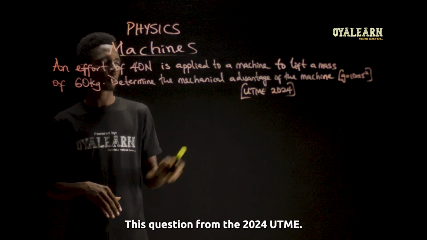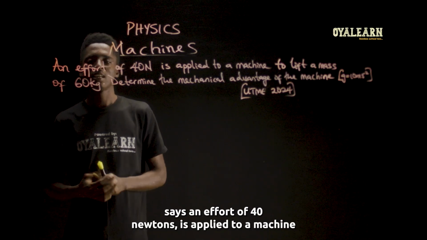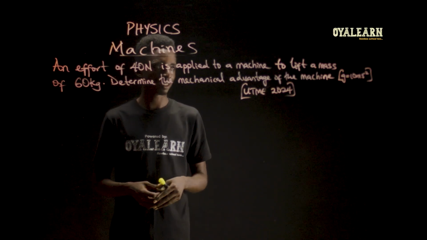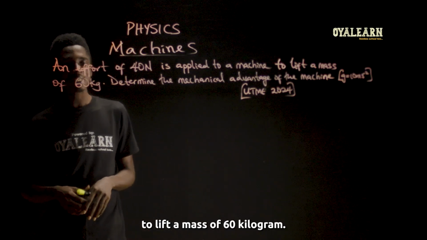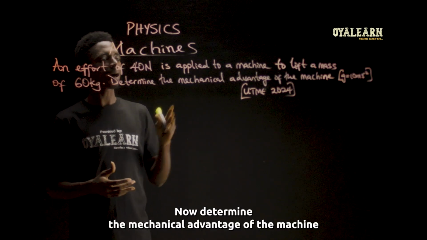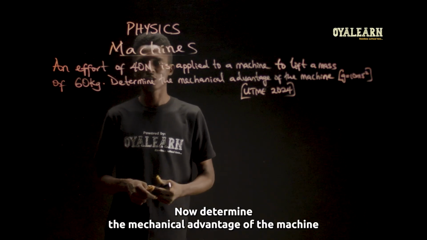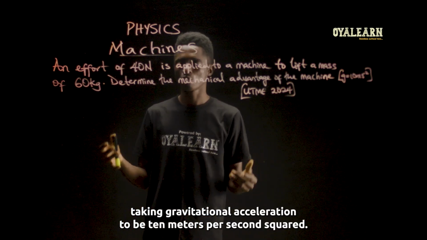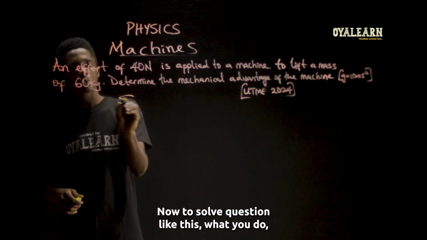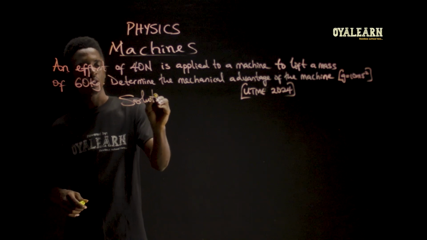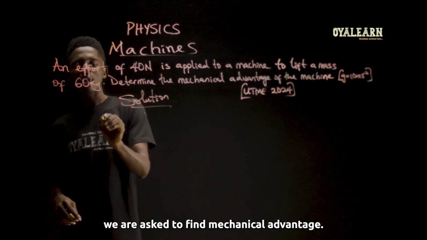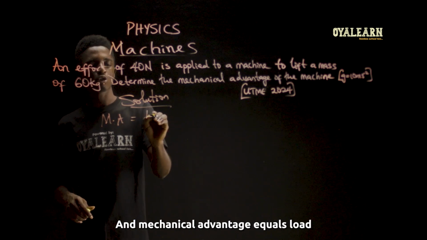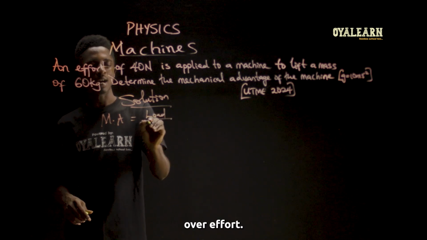This question from the 2024 UTME says, an effort of 40 newtons is applied to a machine to lift a mass of 60 kilograms. Now, determine the mechanical advantage of the machine, taking gravitational acceleration to be 10 meters per second squared. Now, to solve a question like this, what do you do? You see, we are asked to find mechanical advantage. And mechanical advantage equals load over effort.